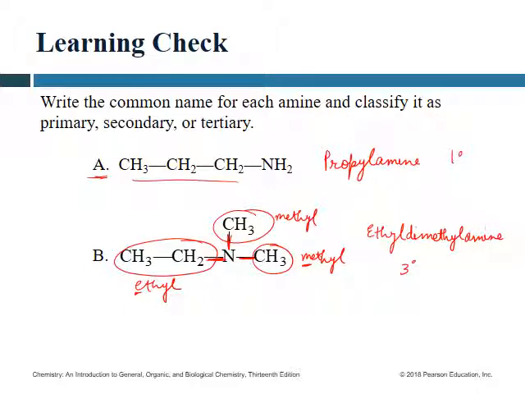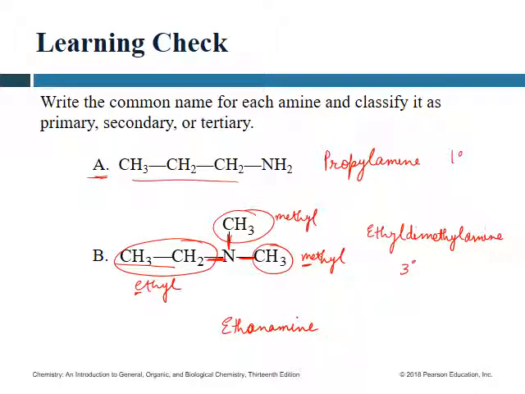Now next thing, if we were to name it IUPAC, what would be the name? We find our longest chain, right, which is ethyl. So ethane, not ethylamine. Ethylamine is the common name. So ethanamine, yes, ethanamine.